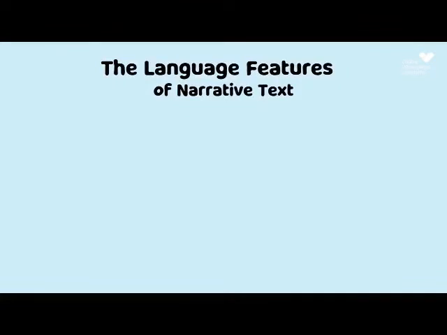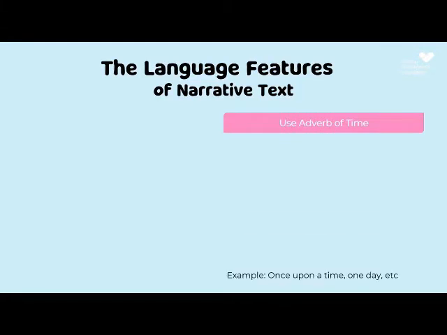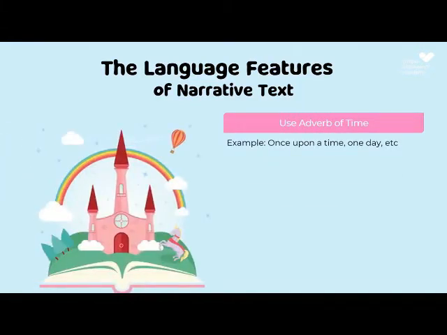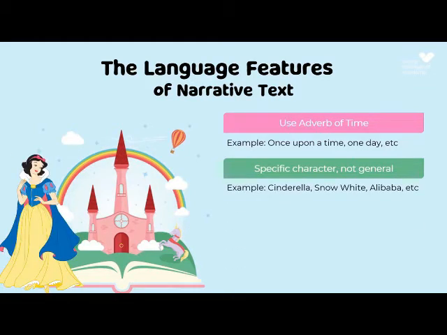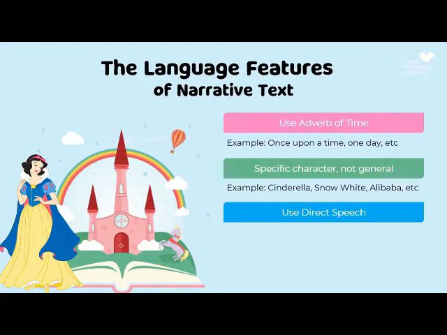And here we have the language features of the narrative text. The first, we use adverbs of time to tell the narrative text story. Example, once upon a time, one day, and etc. And the second, we tell about a specific character, not a genre. Example, Cinderella, Snow White, and we use direct speech.